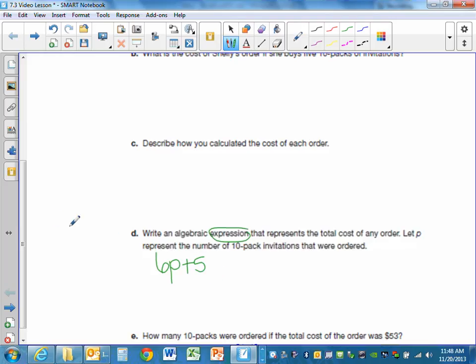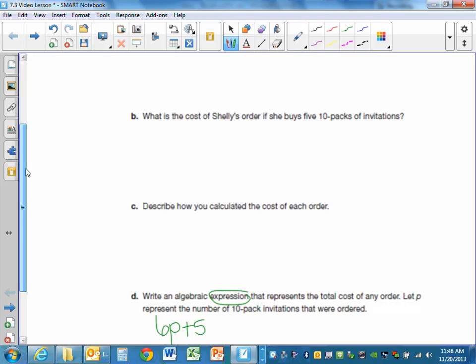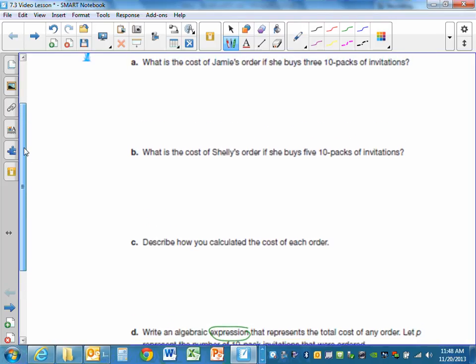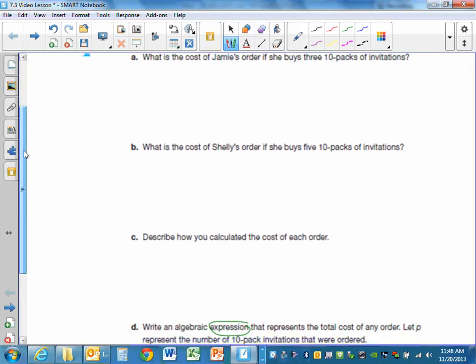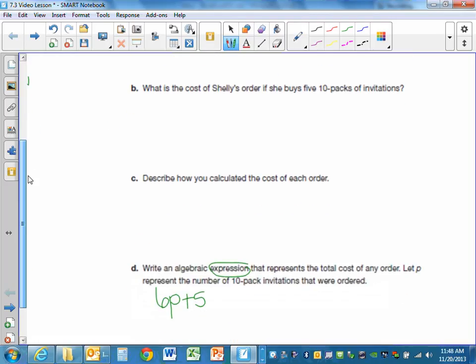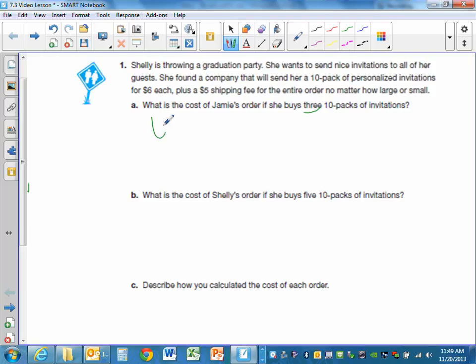Now let's go back and answer question A. A says, what is the cost of Jamie's order if she buys 3 10-packs of invitations? Well, all we have to do then is plug in the 3 10-packs in for the variable P. So we have 6 times 3 instead of P, plus 5. 6 times 3 is 18 plus 5 gives us a total of $23 for 3 10-packs of invitations plus the shipping.